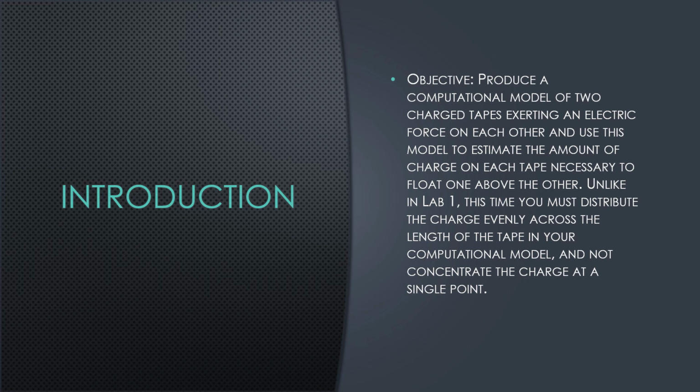The objective for this lab was to produce a computational model of two charged tapes exerting an electric force on each other, and then use this model to estimate the amount of charge on each tape necessary to float one above the other. Unlike in Lab 1, this time you must distribute the charge evenly across the length of the tape in your computational model and not concentrate the charge at a single point.